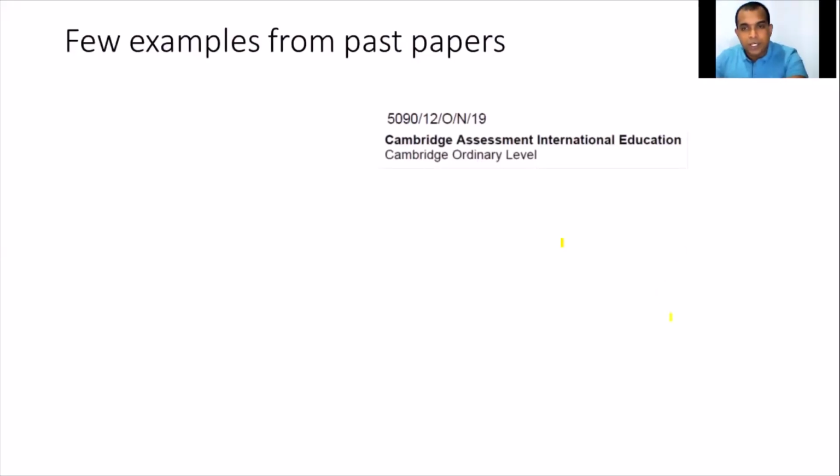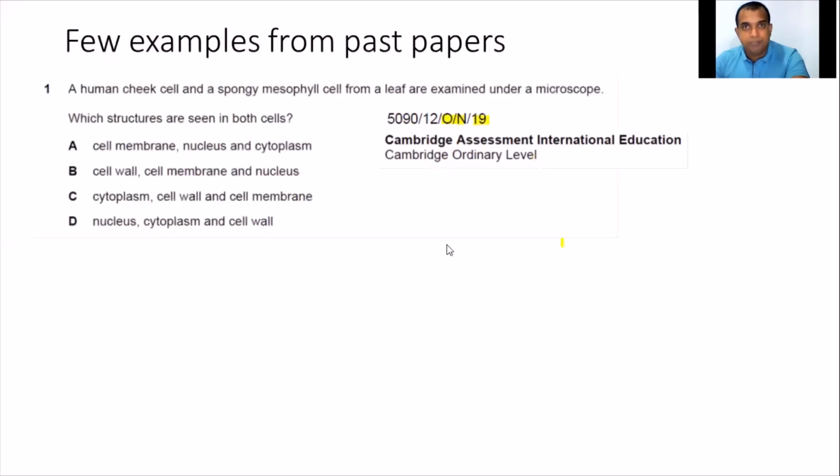The first question is from the 2019 October/November Cambridge O-level paper. What does it say? Human cheek cell and a spongy mesophyll cell from a leaf. Now we know what it is. The human cheek cell has to be an animal cell, and the leaf cell has to be a plant cell. So what is there in both cells? That's the first thing we learned: the first three.